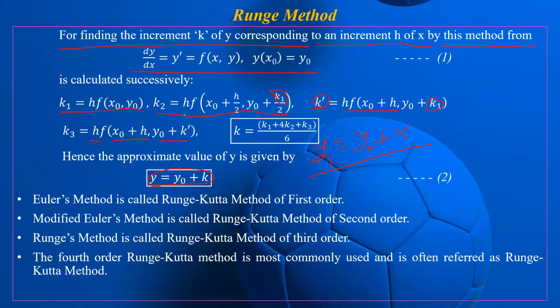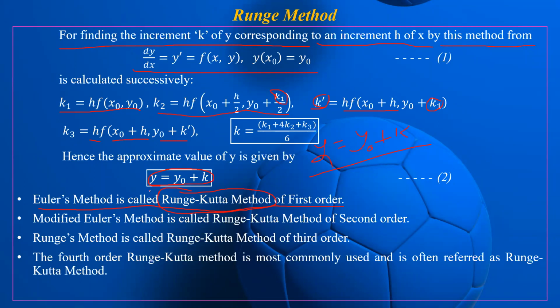Now if you look here, we have taken some notes. Euler's method is called the Runge-Kutta method of first order. Now we will see what the Runge-Kutta method is. It is a much more important method, the best approximate method to find the solution of a differential equation. Just like the Newton-Raphson method was the best method to find the numerical solution of an algebraic or transcendental equation, similarly the Runge-Kutta method is the best method to solve a differential equation of first order.